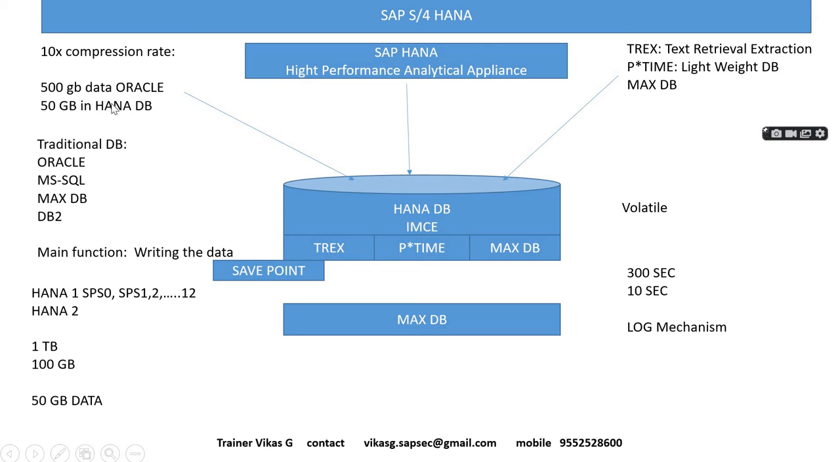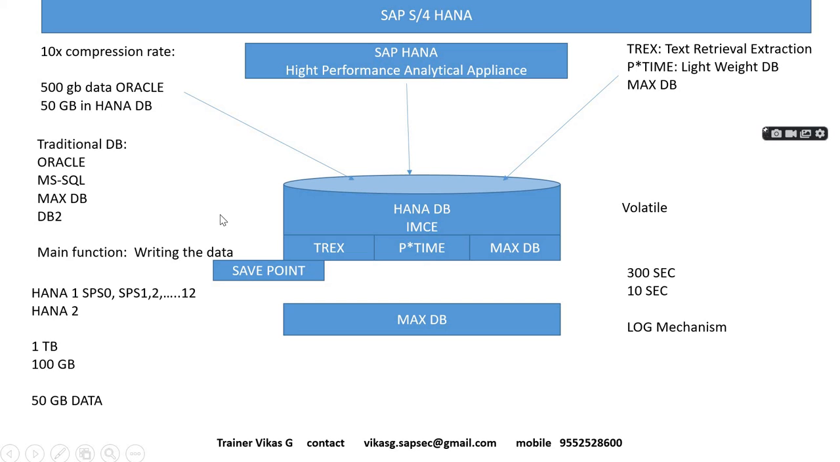There is a specific advantage: the HANA software has a high compression rate, 10 is to 1. So if you install the same software on an Oracle database, it will take 500 GB, whereas if you install the same software on HANA, it will take 50 GB. So that means there is a difference.